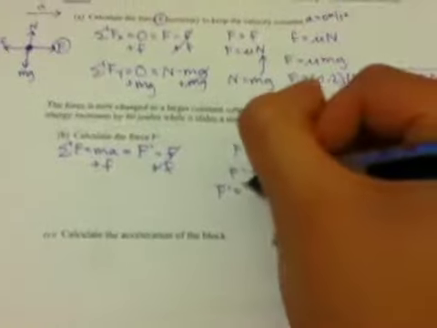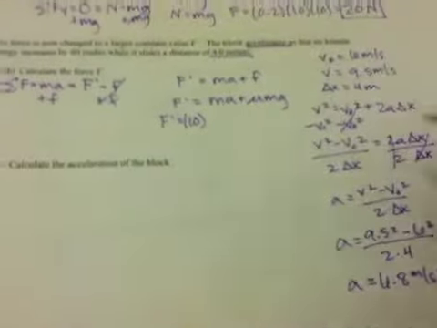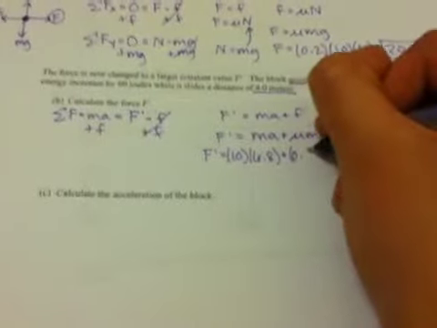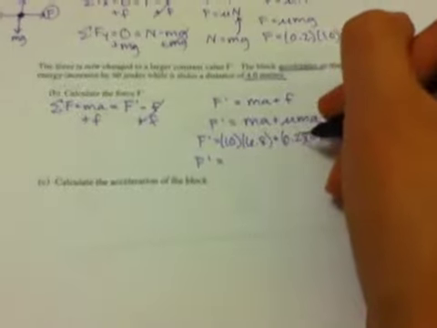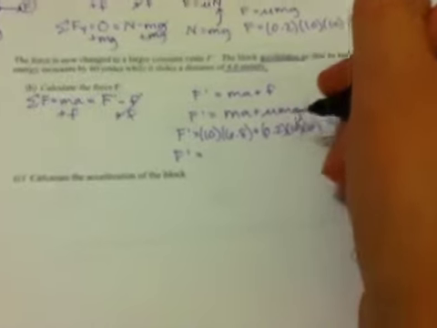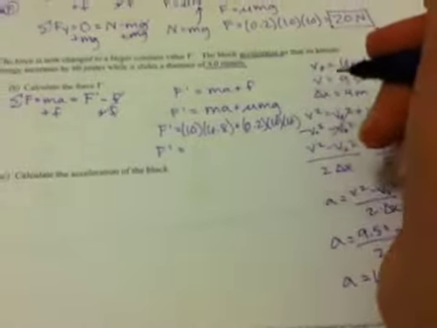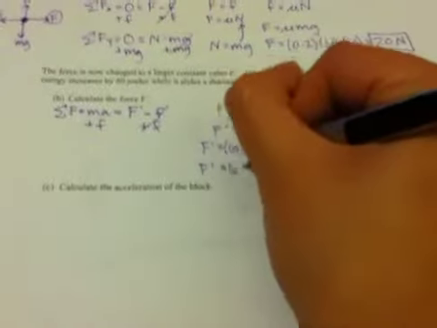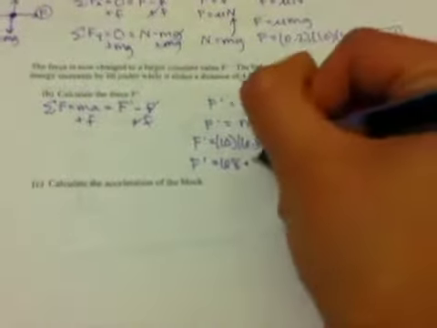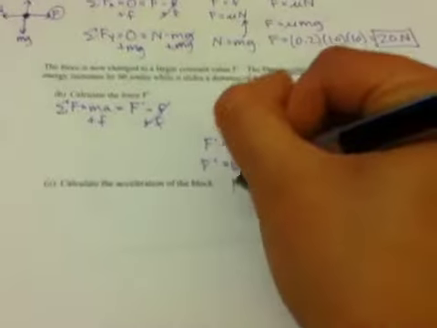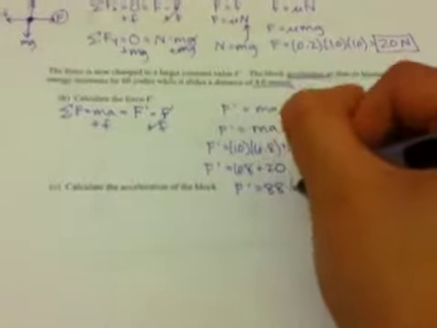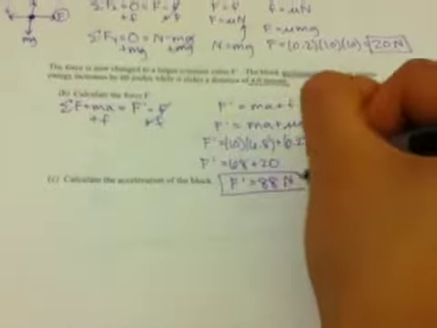Now all we need to do is plug in for this force. Our m is 10, and our acceleration is 6.8, plus our frictional force, which is mu, 0.2, times 10 times 10. So the new force equals 68 plus this 20, and it ends up equaling 88 newtons. And that is your final answer.